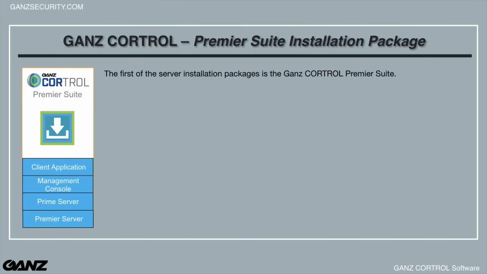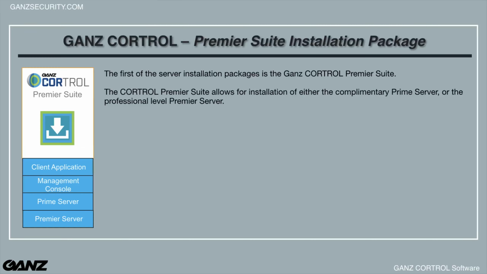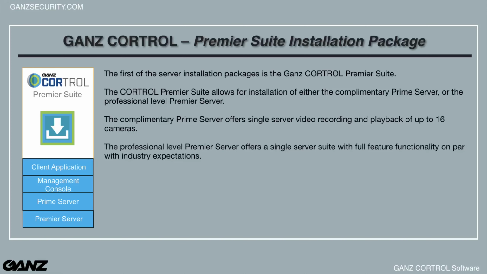The first of the server installation packages is the Ganz CORTROL Premier Suite. The CORTROL Premier Suite allows for installation of either the complimentary Prime server or the professional level Premier server. The complimentary Prime server offers single server video recording and playback of up to 16 cameras. The professional level Premier server offers a single server suite with full feature functionality on par with industry expectations.